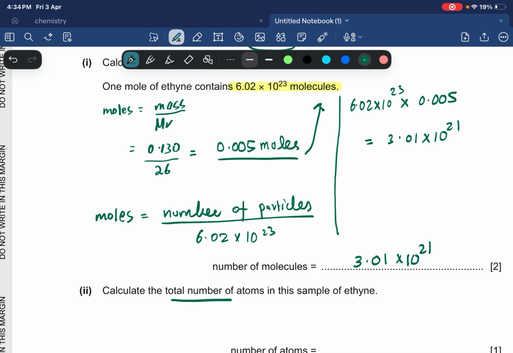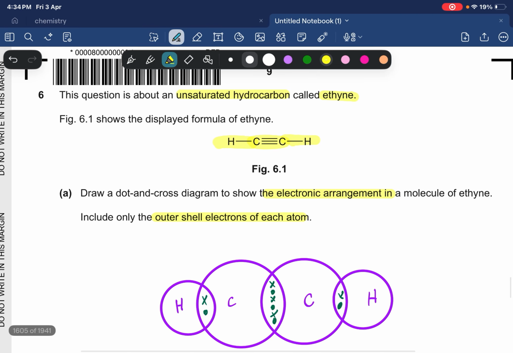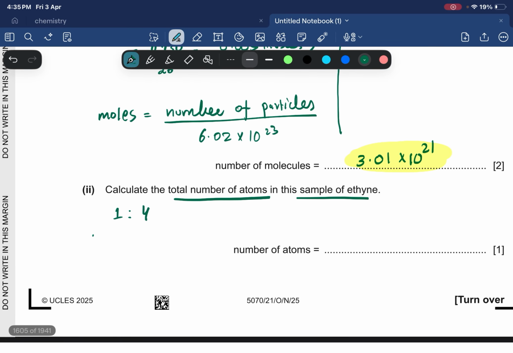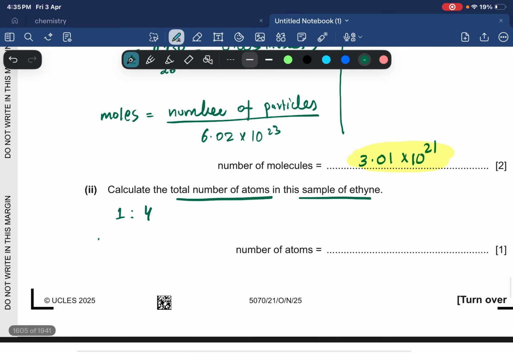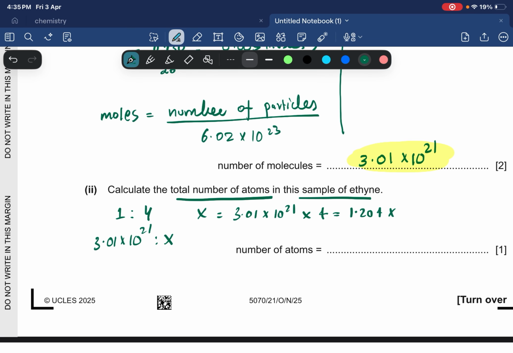Calculate the total number of atoms in the sample of ethane. Remember, now I have these many molecules, okay? One molecule contains how many atoms? 1, 2, 3, 4 atoms. If one molecule has 4 atoms, then 3.01 into 10 exponent 21 molecules are going to have X atoms. X comes out to be 3.01 into 10 raised to power 21 multiplied by 4, which comes out to be 1.204 into 10 raised to power 22. Got it?